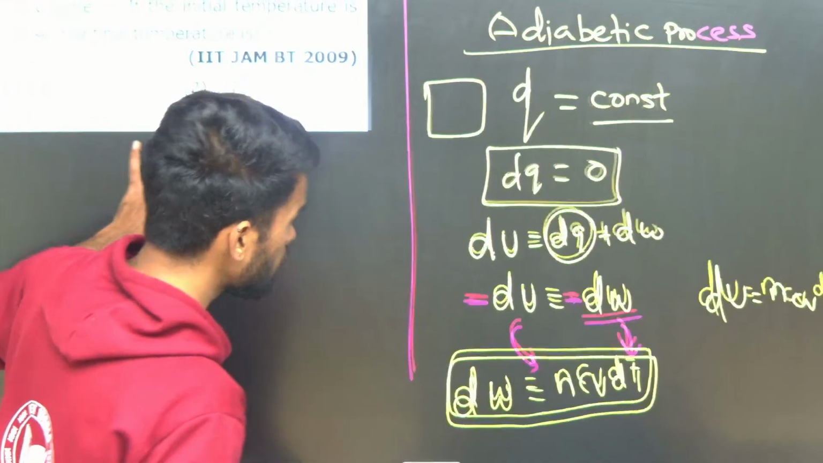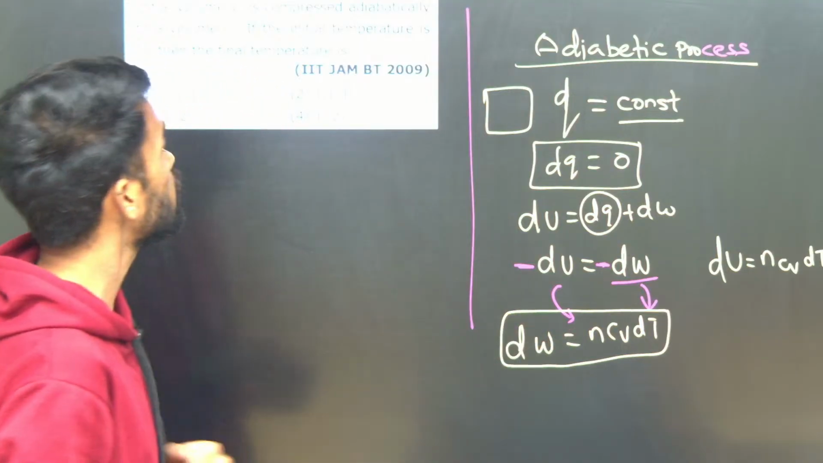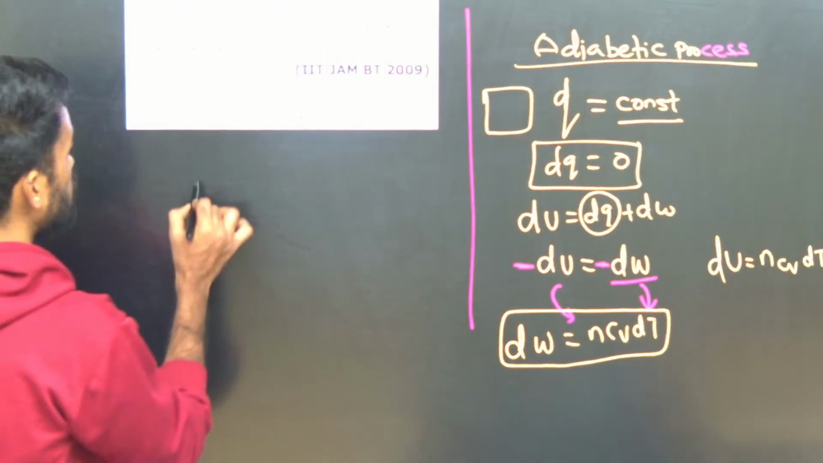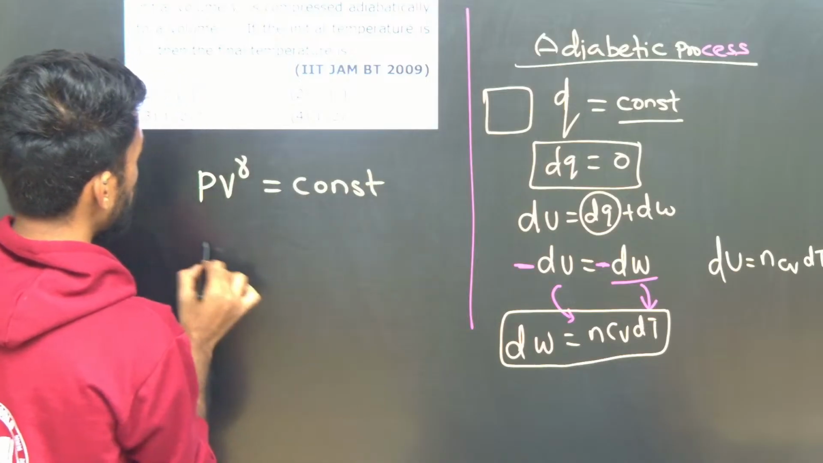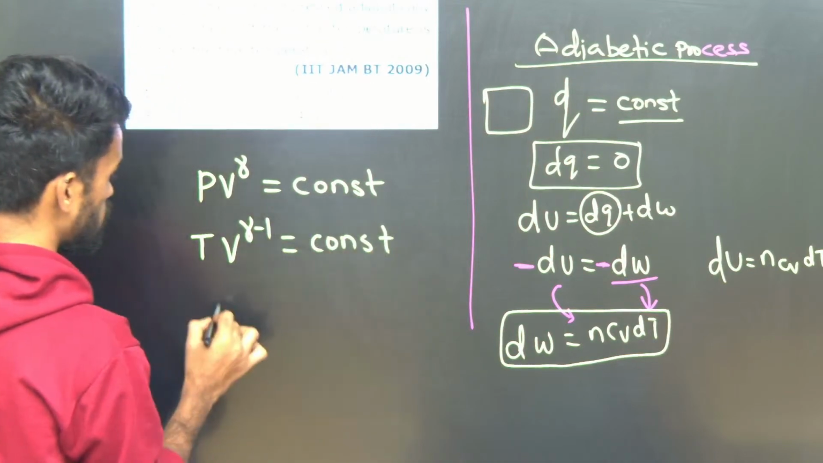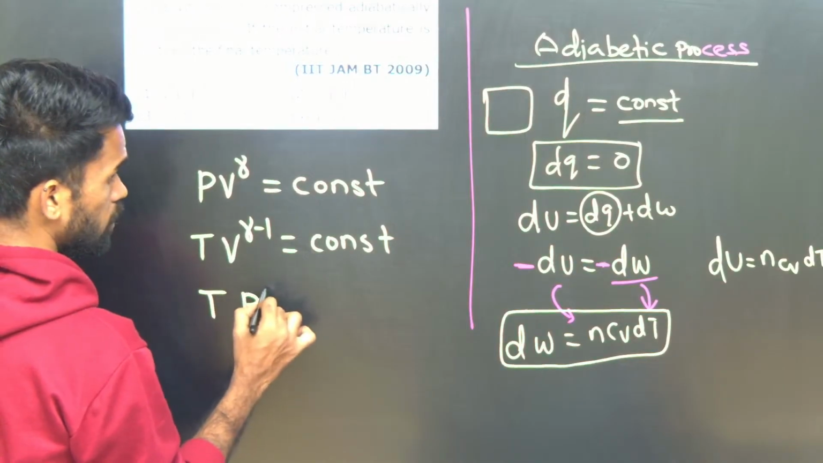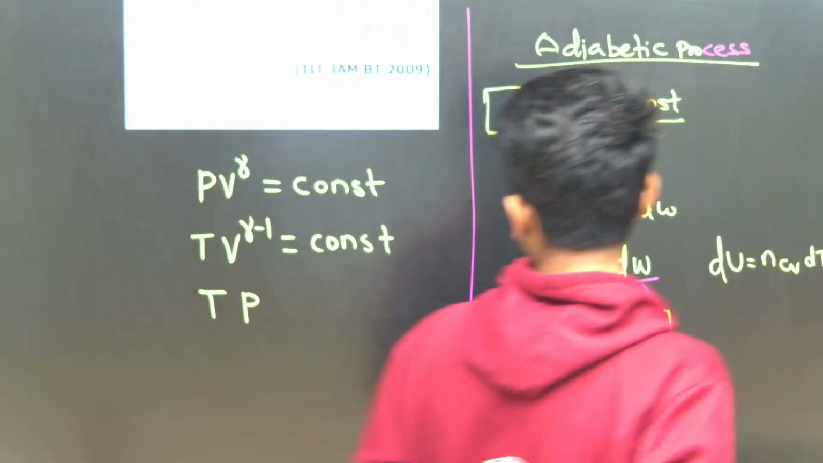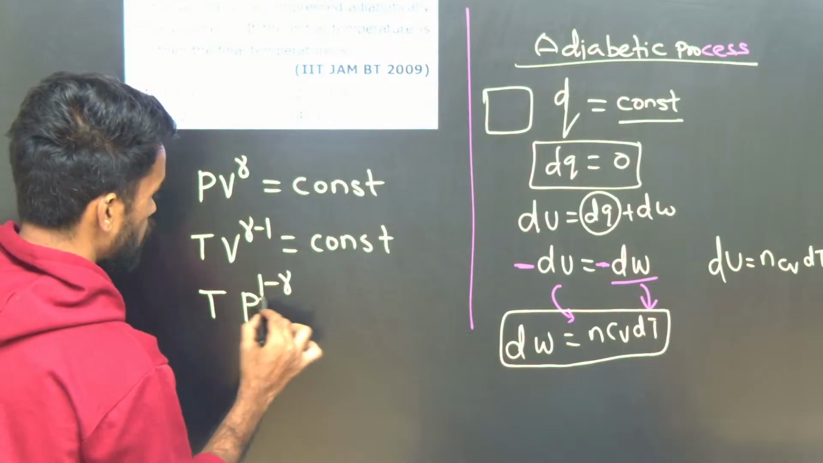Then next, if you look at this question, there are other formulas along with this for calculating the pressure and temperature, how they change during this adiabatic process. You can use PV^gamma equals constant, or TV^(gamma minus 1) equals constant. And one more relation, T^gamma times P^(1 minus gamma) equals constant, that's it.